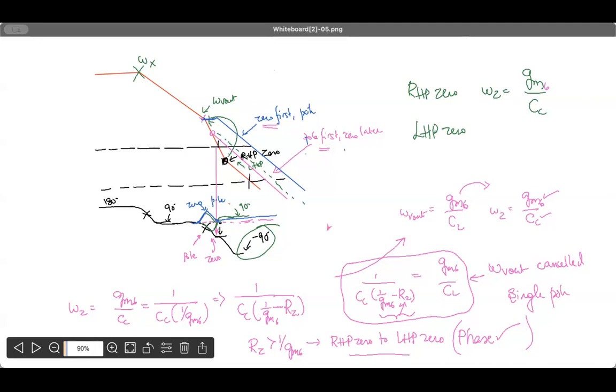Ideally, you would like to cancel your second pole, which is your omega V out. It's GM6 by CL. You would like to cancel this pole with this zero. GM6 by CL is equal to 1 by CC into (1 by GM6 minus RZ). So you can get a value of RZ and make sure that RZ is greater than 1 by GM6 so that you can move your zero into the left half plane, so that your phase margin is always improved.